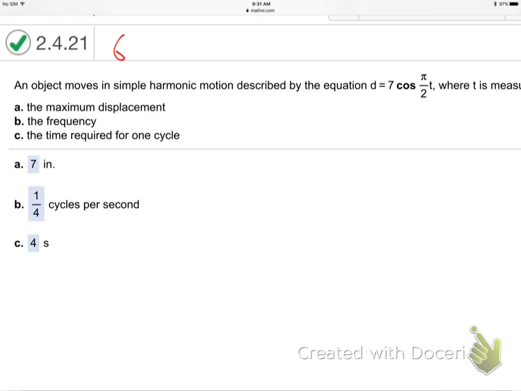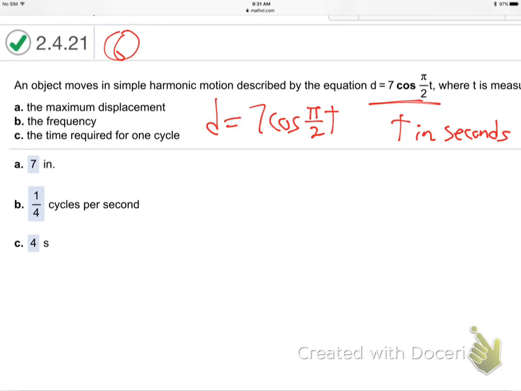Okay, so this is question number 6. And it says, we got some formula here. So distance equals 7 cosine pi over 2t. T is measured in seconds, is what kind of goes off the screen there. T is in seconds. D is distance in inches. Now, what is this a formula for? Well, an object moves in simple harmonic motion.